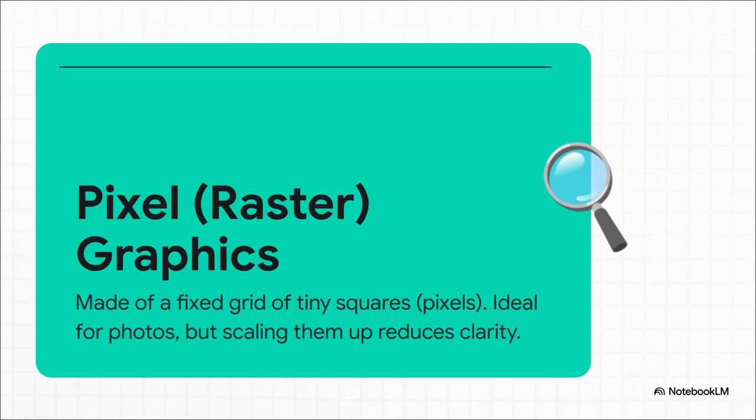Now on the flip side, you've got pixels. You might also hear them called raster graphics. Forget math recipes. Think of this like a giant mosaic made of tons and tons of tiny colored squares. This is what photos are made of. It's fantastic for capturing all that beautiful, rich detail. But there's a catch. If you try to make it bigger, the computer just makes those little squares bigger. And that's when you get that dreaded, blurry, blocky look we all call pixelated.